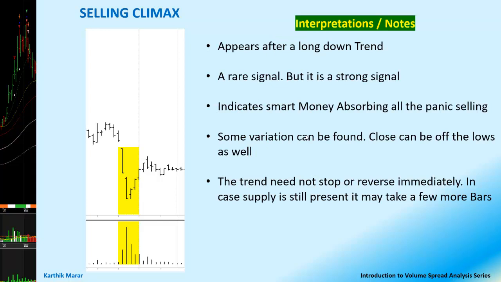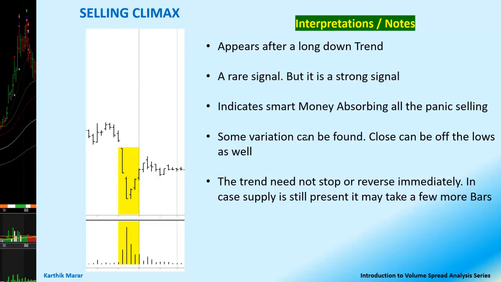Now let's look at how to interpret, or the notes on, the selling climax. The selling climax appears after a long downtrend. It's a rare signal, but it is a strong signal. It indicates smart money is absorbing all the panic selling. The retail money is selling with panic. So there is a huge amount of selling and totally it is being absorbed.